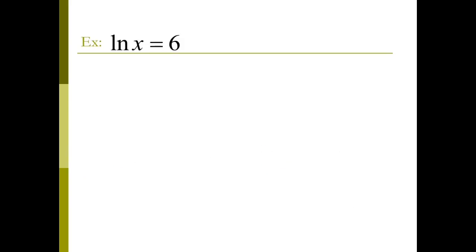Alright, so let's go ahead and apply this. I have the natural log, and I know that e is the inverse of the natural log. So the first step is to raise each one of these up using e as our base. And when we do that, e to the natural log of anything is going to cancel out, and we're left with whatever that anything was. In this case, it's the x. So we're going to have x is equal to e to the 6th, and that's it.